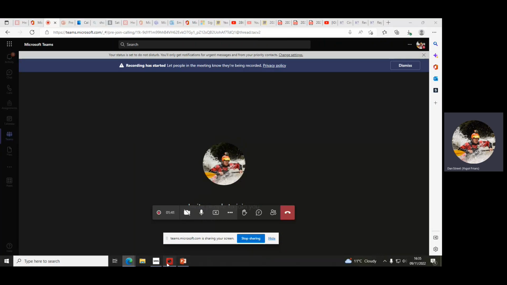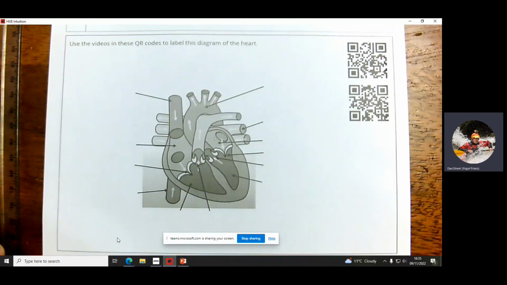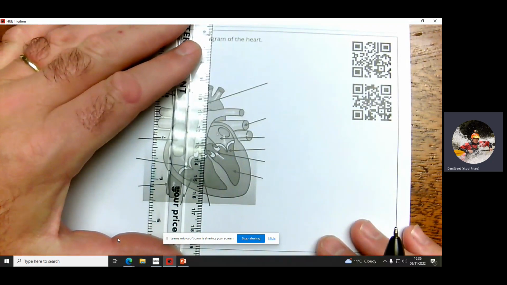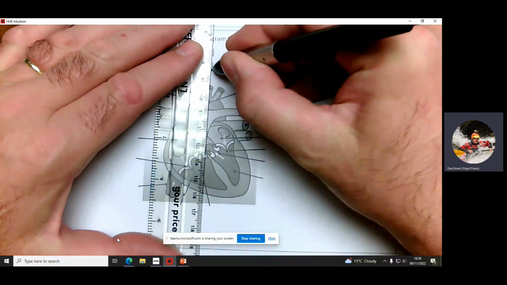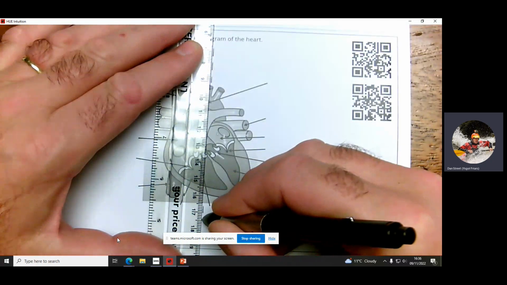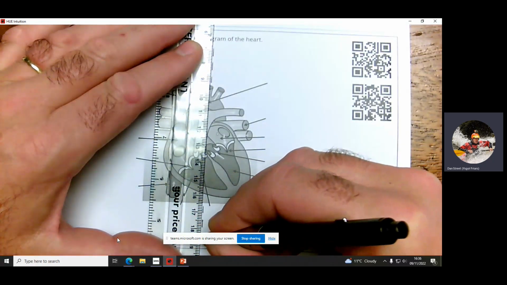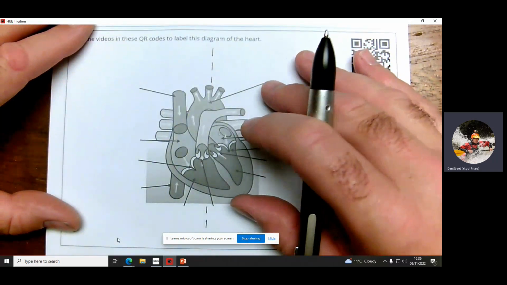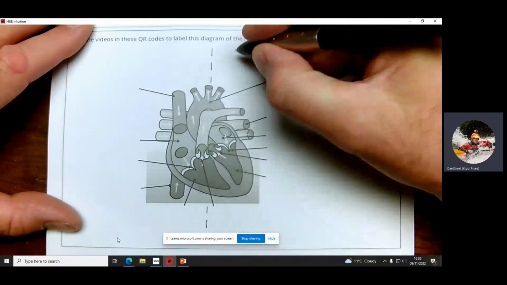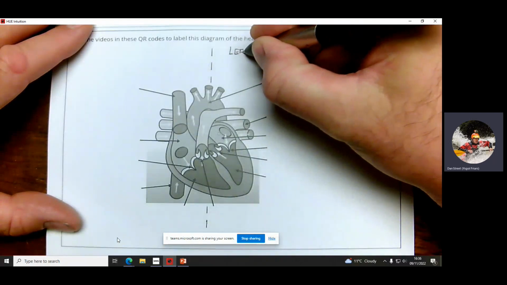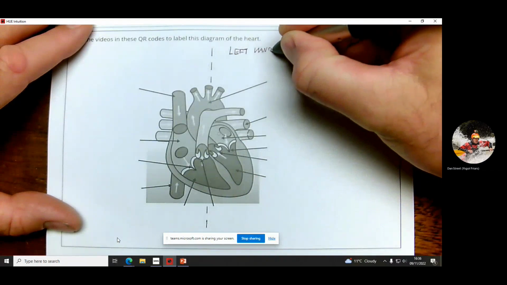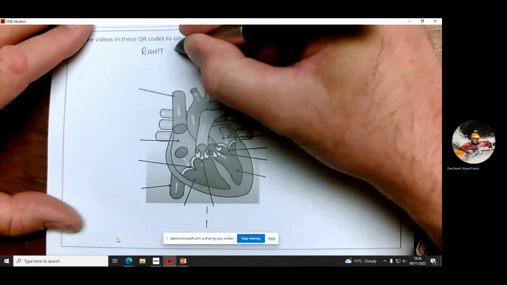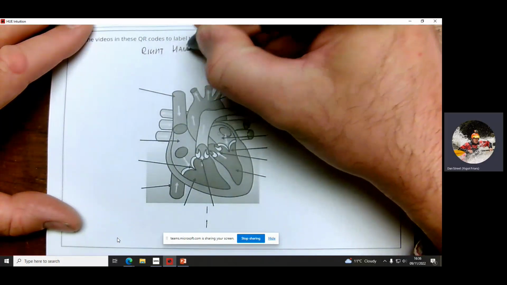Okay, so this video is to help you label the heart correctly. Possibly the first thing you might do when labeling the heart is just remind yourself which side is which, because you will label the heart as if we were the person being labelled. So this side of the heart, even though it's the right hand side of the paper, is actually the left hand side. And then this side is the right hand side. So it's a good idea to remember that.